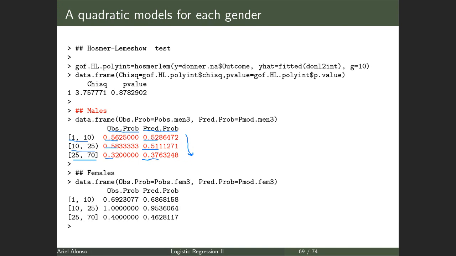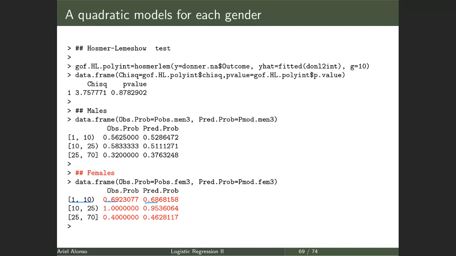Now, the disaster was with females. There, my model really missed it. And now with the parabolic model, I do get better results, because now my model is really capturing the main feature. So for women between 1 and 10, you see that it's 0.69 as the observed. My model predicts 0.69. It's a very good prediction.